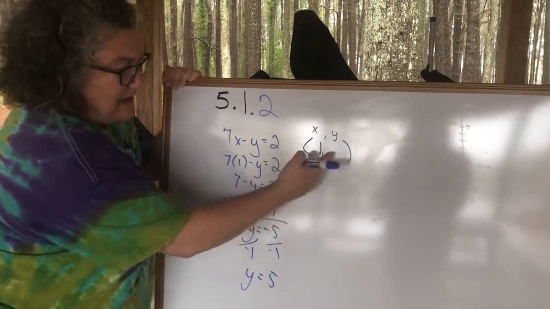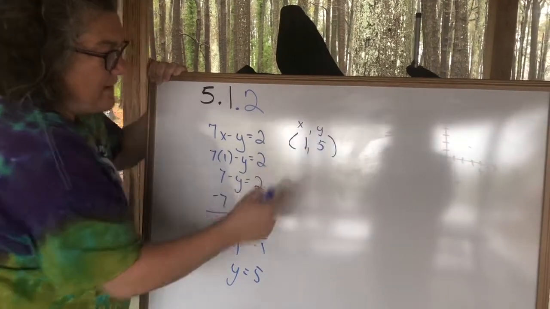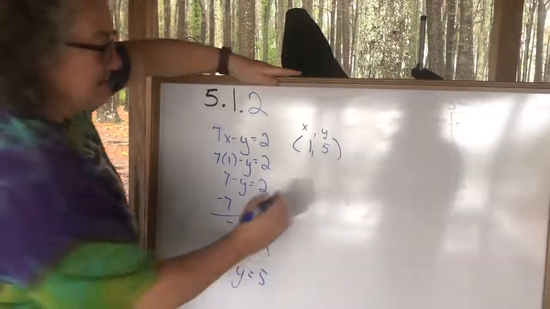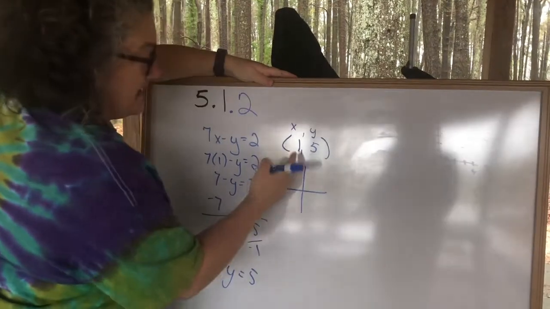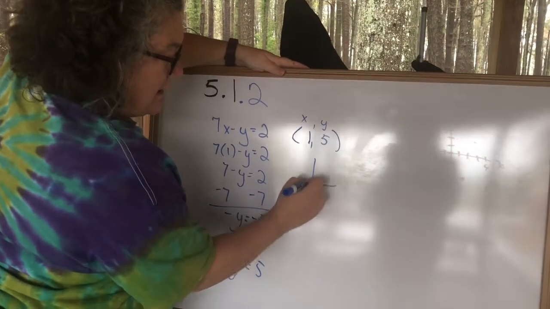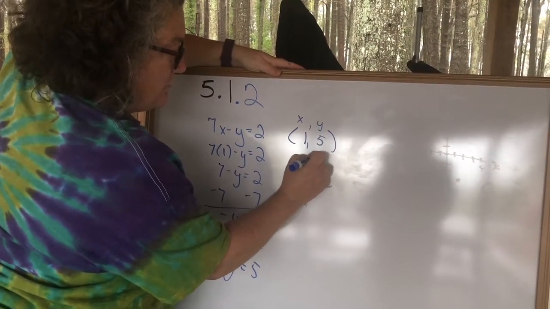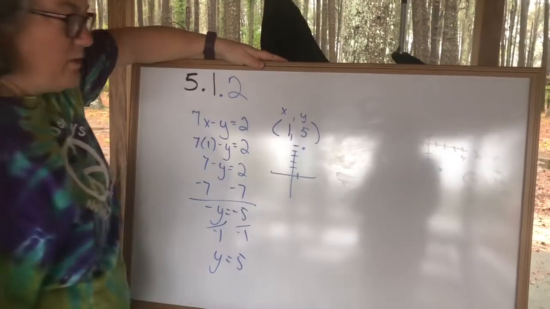What that means is I put this over here, and this is our ordered pair. So if I wanted to plot this, I can plot this point by going over 1 and up 5. 1, 2, 3, 4, 5. And right there is where the point would go.